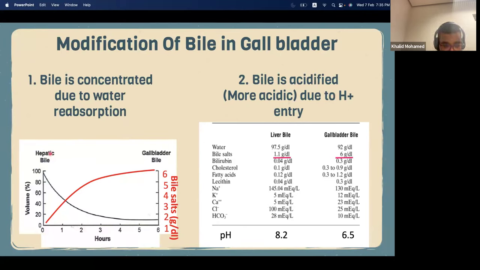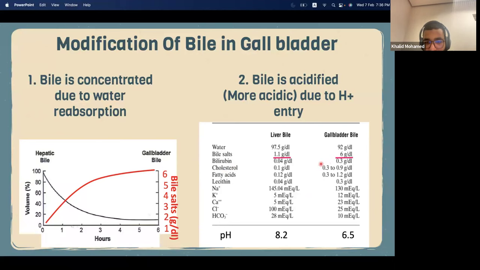Okay, so let's see this graph over here. As time passes, the bile salt volume and concentration becomes higher and higher in the gallbladder. Okay, because water is being constantly reabsorbed, sodium chloride is being constantly reabsorbed, and this absorption of sodium chloride will lead to reabsorption of more water following the osmotic gradient and so on. So as time goes on, the gallbladder has more and more concentrated bile. Okay, that's the first difference.